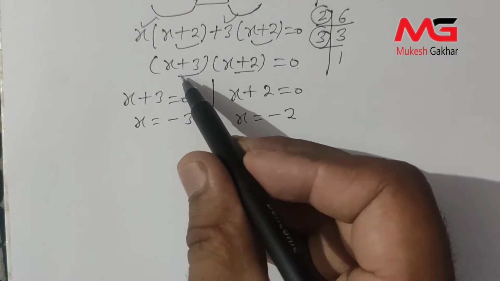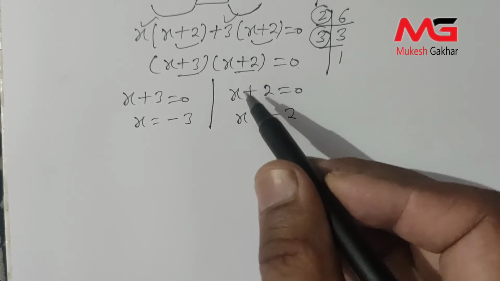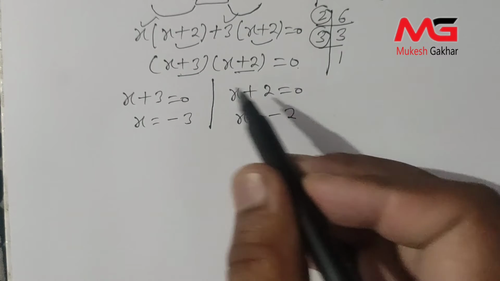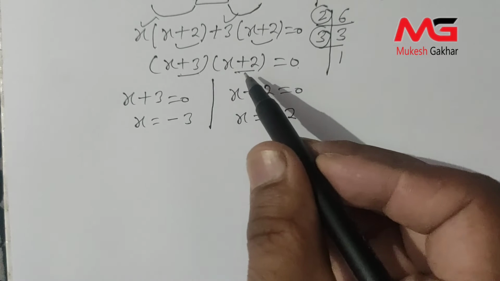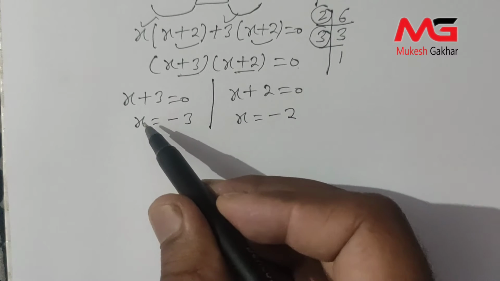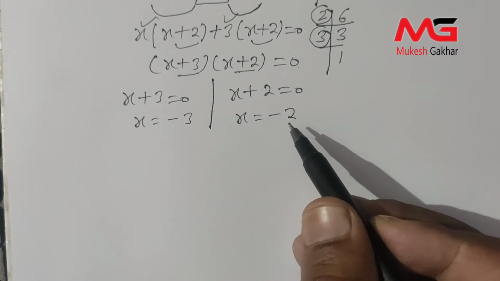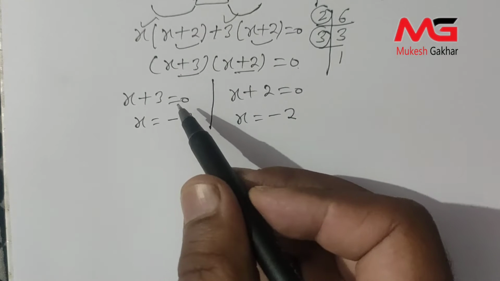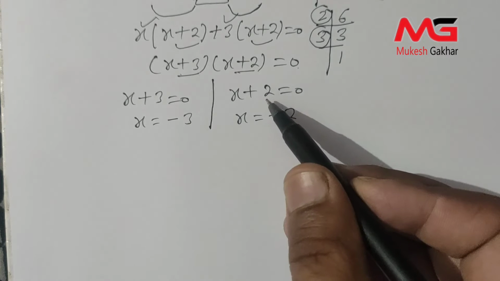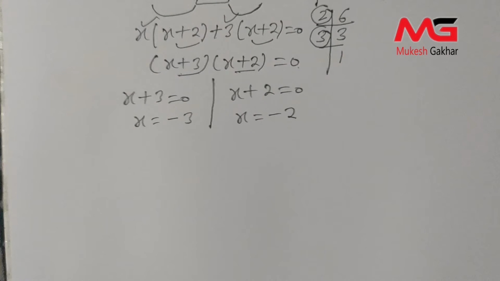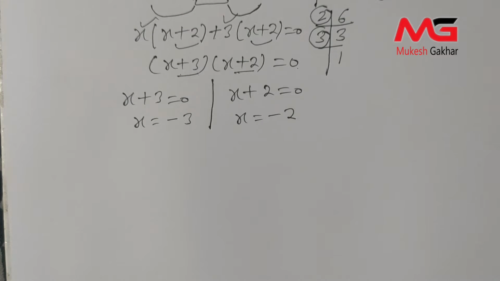We can write x plus 3 is equal to 0 and x plus 2 is equal to 0, because x plus 3 and x plus 2 are multiples. So from here you can find x is equal to minus 3 and x is equal to minus 2, because when 3 goes to the right hand side it will be minus 3 and 2 will be minus 2. So it was the factorization method. The roots of this quadratic equation are minus 3 and minus 2.